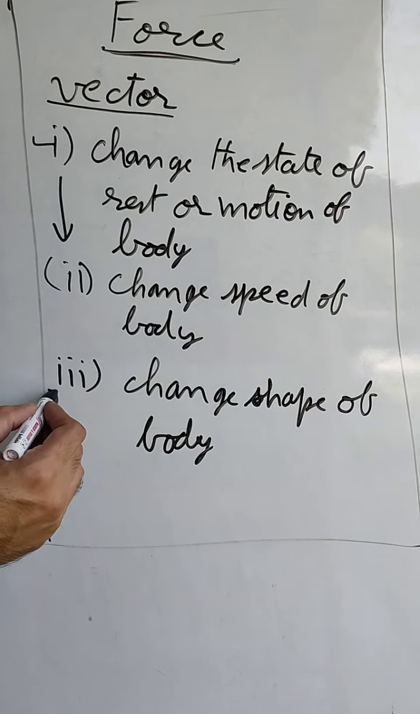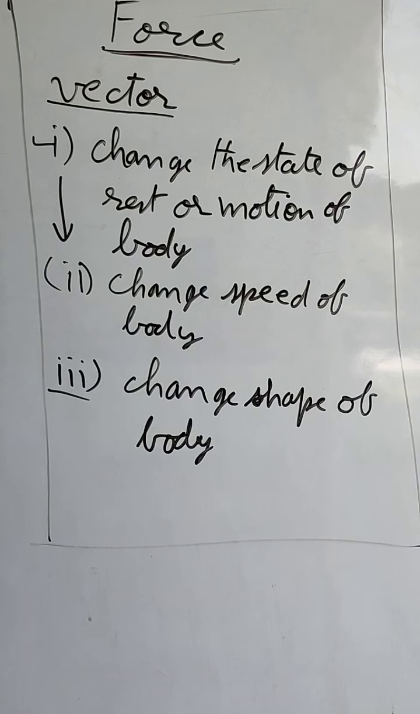The third use that we have is the change in the shape of a body. By applying force, certain bodies' shapes can be changed. For example, a sponge. If we apply force on a sponge with our hand, it changes its shape. Rubber balls, anything made with soft rubber or soft plastic or sponge can be easily changed in shape. You can do it at home also. Okay, so these are the various uses of force.